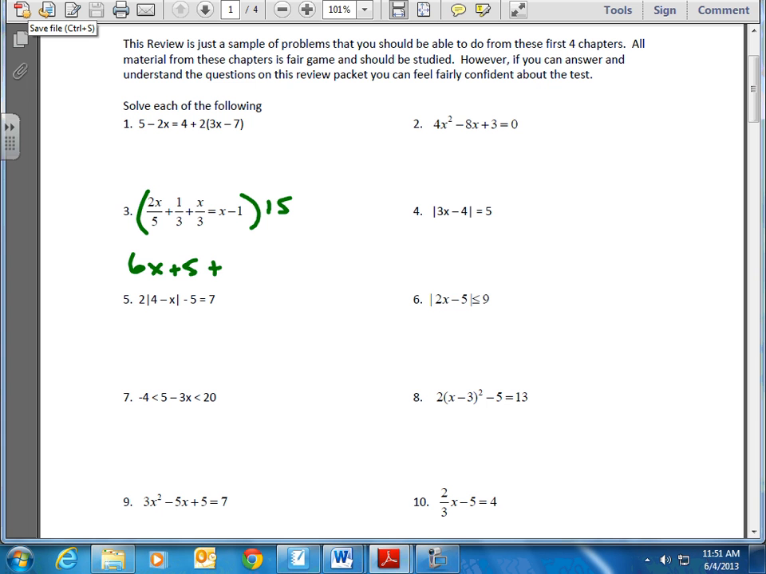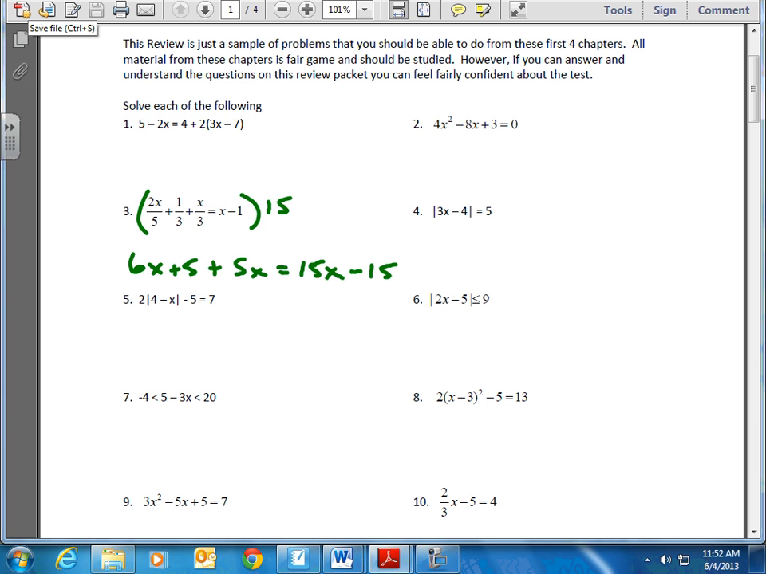Multiplying 15 times x over 3 gives me 5x. Multiplying 15 times x is just 15x. Multiplying 15 times a -1 is just a -15. If you don't like that technique, don't use it. Just use your fractions the way they are. Get a common denominator, combine your like terms, and all that good stuff.